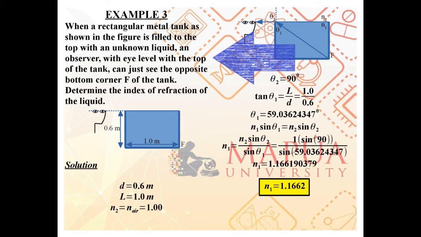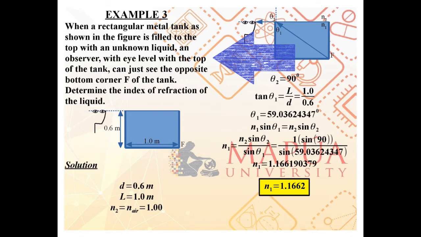And so we move on to the next example. Consider the following situation. You have a tank filled up to the top with an unknown liquid. An observer's eye level is at the top of the tank, as shown in the figure, and can just see the opposite bottom corner of the tank, point F.